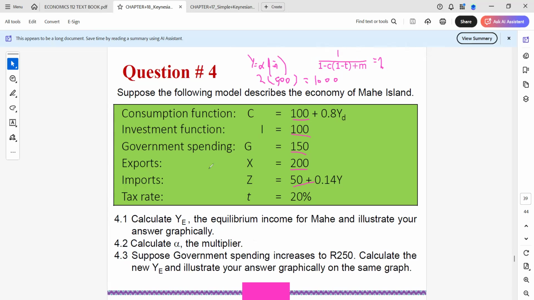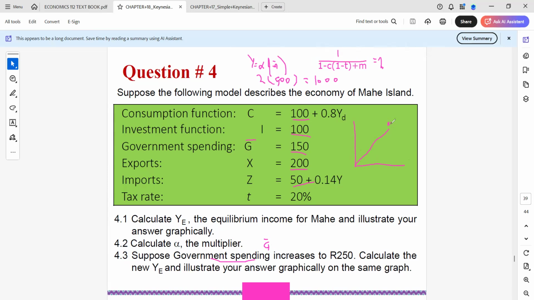Now they say suppose government spending increases. Government expenditure is also autonomous, right? This G dash is autonomous, remember? And it increased to 2,500. At the moment, our graph looks like this. Have your 45-degree line where A equals Y.